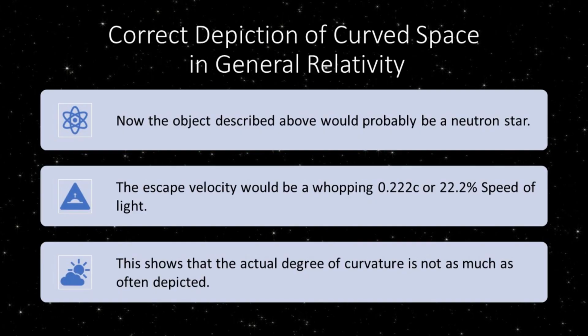This shows the effect of the tilting of time. It literally moves space towards the gravitating body. One of the consequences of this is that the surface of a planet or any other object is actually accelerating outward. This is how the curving of space-time produces gravity under general relativity. Now, the object described above would probably be a neutron star. The escape velocity would be a whopping 0.222 c, or 22.2% the speed of light. This shows that the actual degree of curvature is not as much as is often depicted.